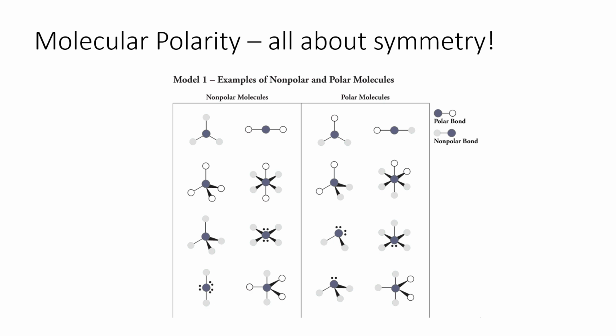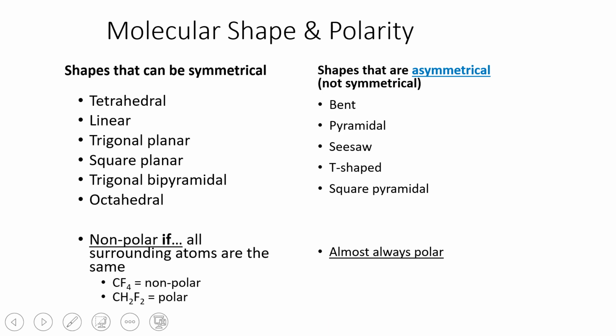Typically, we're going to be predicting the polarity of a molecule. And when you're looking at a whole molecule, in order for a molecule to be polar, it needs to have some polar bonds in it, and it also needs to be asymmetric. So with molecular polarity, it's all about the symmetry. If you look at these examples, the molecules which are nonpolar are totally symmetric. They're the same all the way around. The molecules which are polar have one side that is different from the other sides. So you're really looking at that shape and symmetry when you're trying to figure out if a molecule is polar or nonpolar. And here's a summary of shapes that can be symmetrical versus shapes that are asymmetrical by nature.